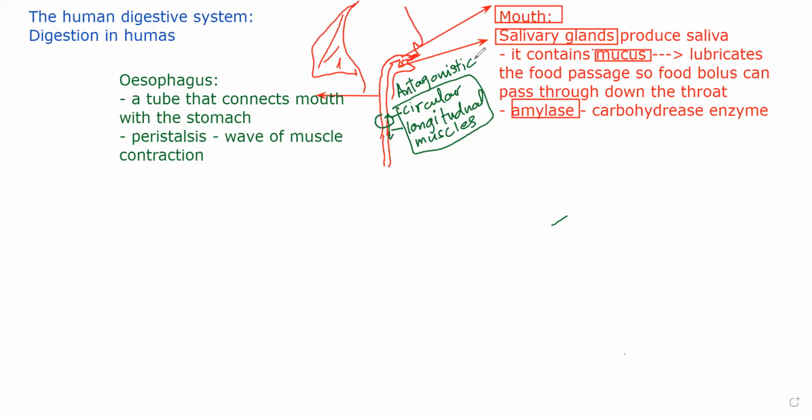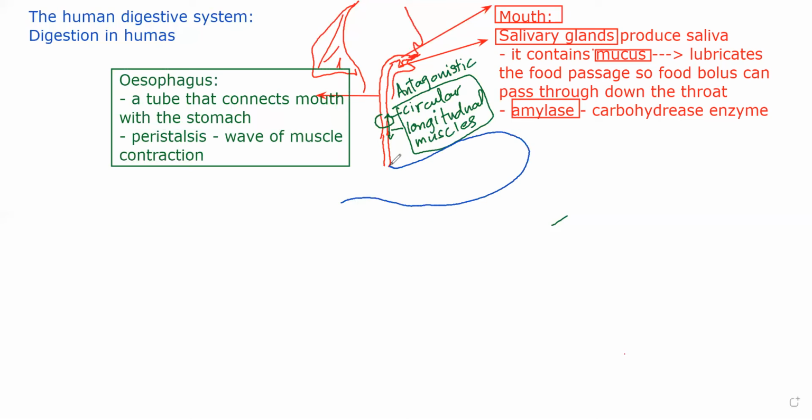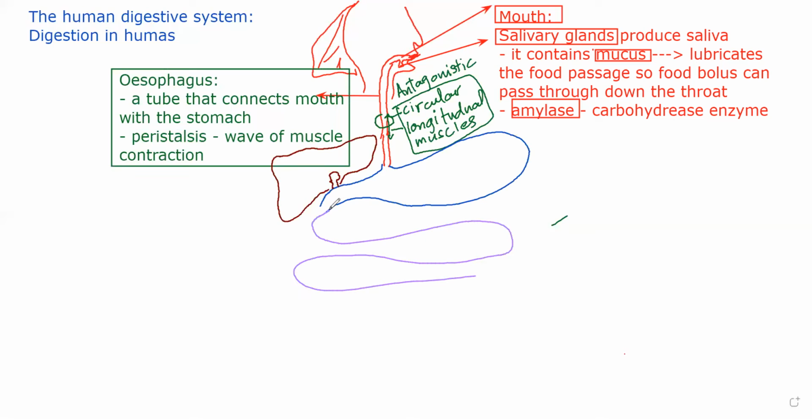So here I fixed it up for the esophagus. Here we have the mouth. Now we are going ahead down there for the stomach. Here we have the stomach. Let me complete the diagram. Here I will have the liver. And further down, I'll have the small intestine.